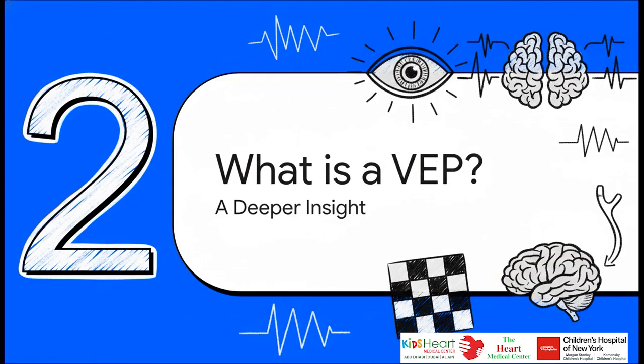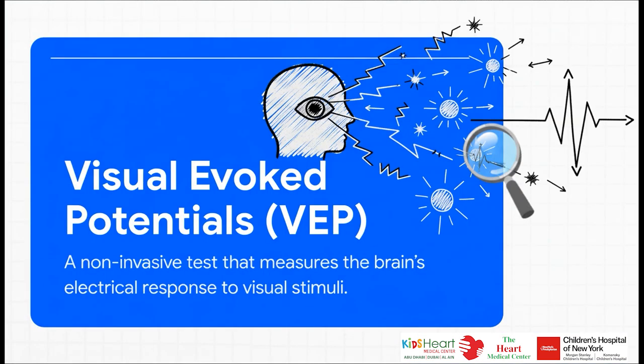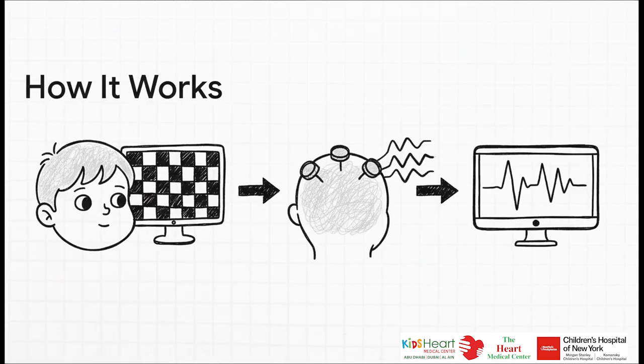The test that gives us this amazing, deeper insight is called a VEP, and we're going to break down exactly what that means. The name actually tells you pretty much everything you need to know. Visual, evoked, potentials. We show your child something visual, like a flashing pattern, and that evokes or creates a response. And we measure the potential, which is just a fancy word for the tiny electrical signal the brain makes. We are, quite literally, listening in on the conversation between the eye and the brain. It's pretty cool.